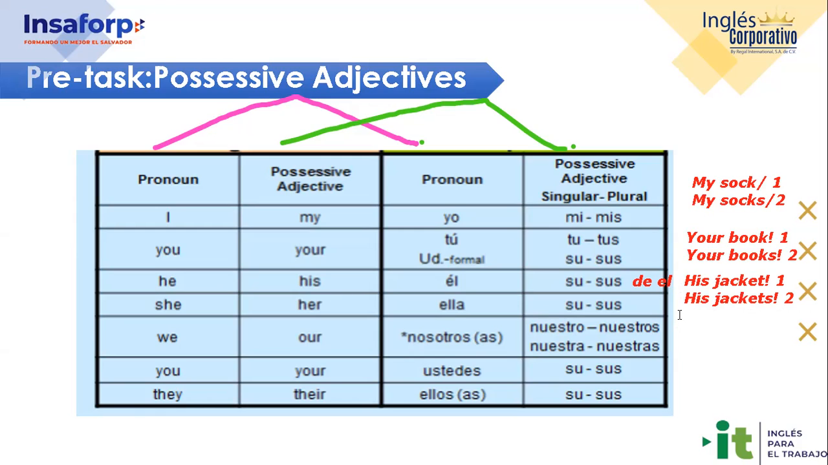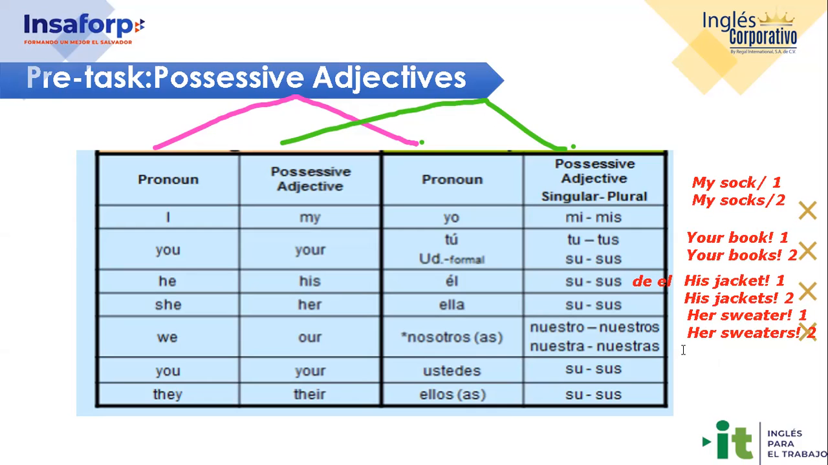Then we have she. Y lo mismo pasa con el she. El possessive adjective para she es her. Her, let's say, her sweater. Okay, su suéter. Or her sweater. Okay, two. Su suéter o sus suéteres.